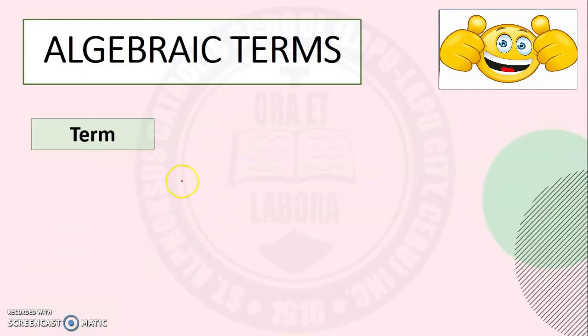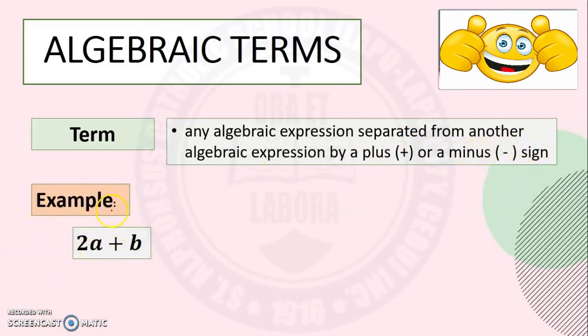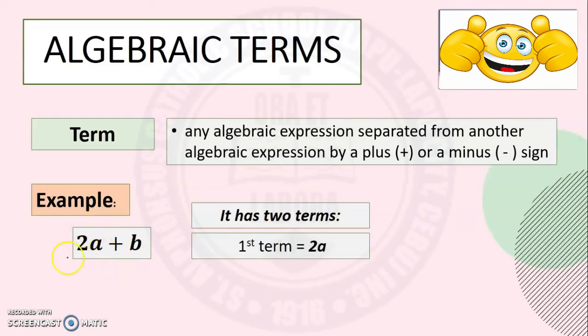Now we have the term. Term is any algebraic expression separated from another algebraic expression by a plus or minus sign. Example, 2a plus b. In this example, we have two terms. Our first term is 2a and our second term is b. As you can see, this expression has two terms which is separated by a plus sign.